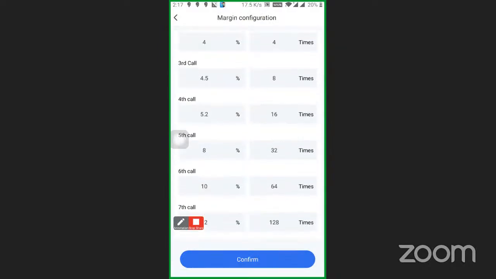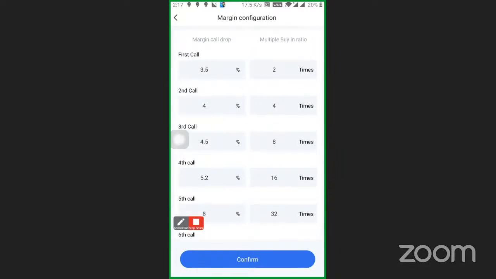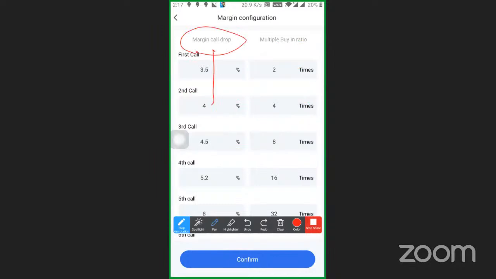When we open this margin configuration, these are our 7 calls. And what the default settings are showing us is the margin call drops. If the market drops, and you start with the first buy, what was the first buy? 0.0002 BTC, not USDT. That is BTC, right? This was the first buy.